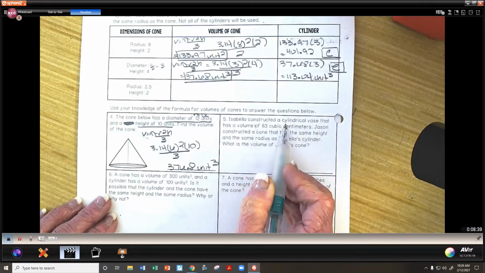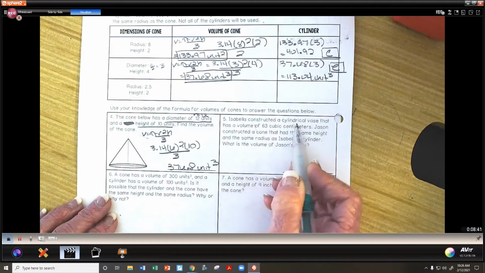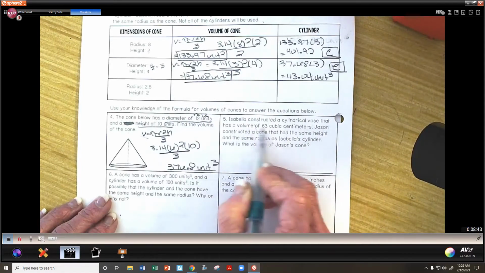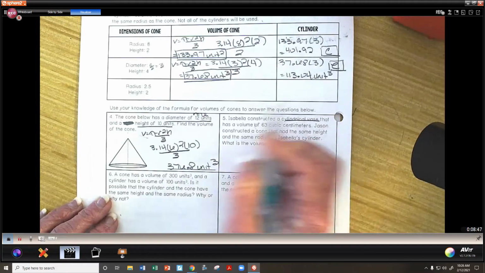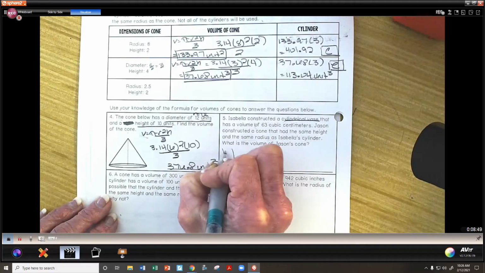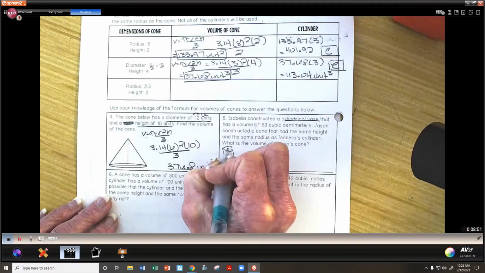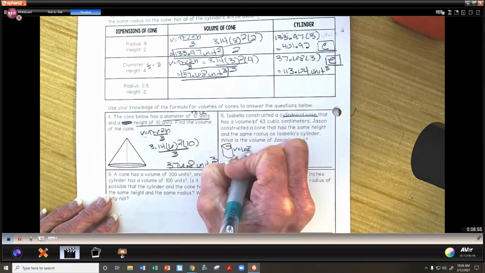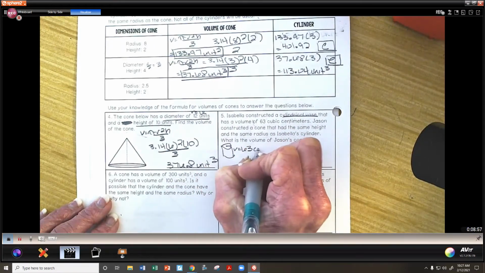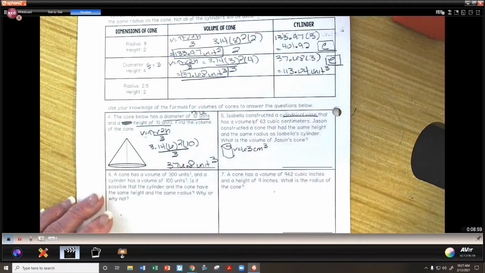Isabella constructed a cylinder vase that has a volume of 63 cubic centimeters. So here's her vase. And it has a volume of 63 centimeter cubes.